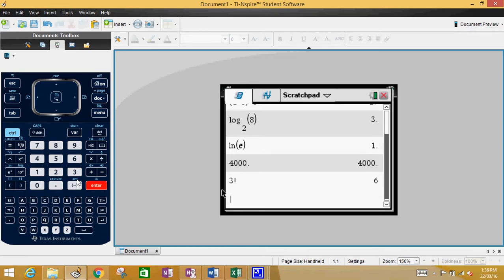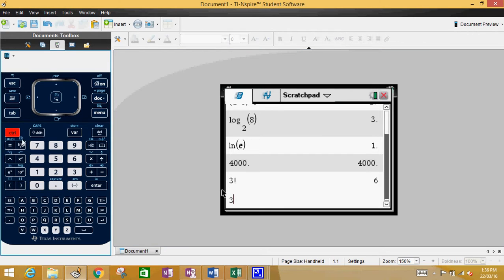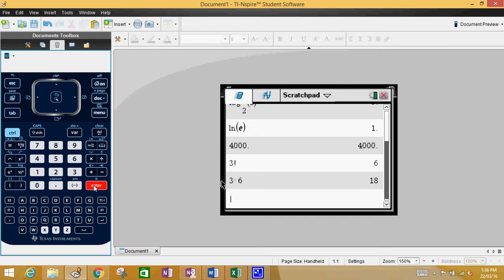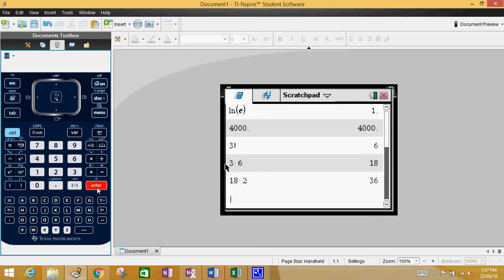Also, actually, here is the answer button. That's useful. So if I was doing 3 times the answer that we just got, so 3 times 6 is 18. That's useful. And sometimes if you want to do 18 times 2, instead of doing answer, you just do times 2 and it automatically comes up with the answer. So play around with your calculator and get used to it.